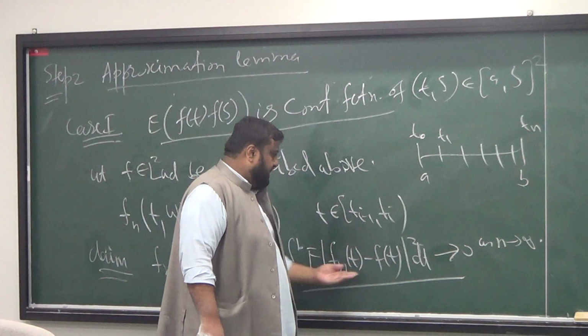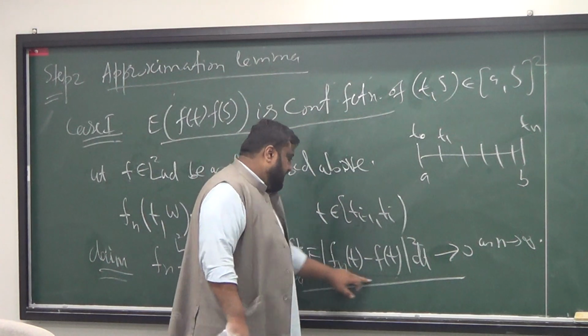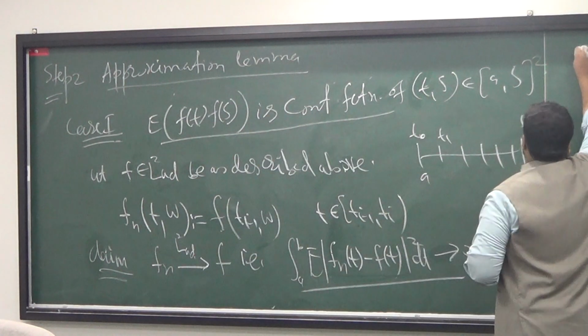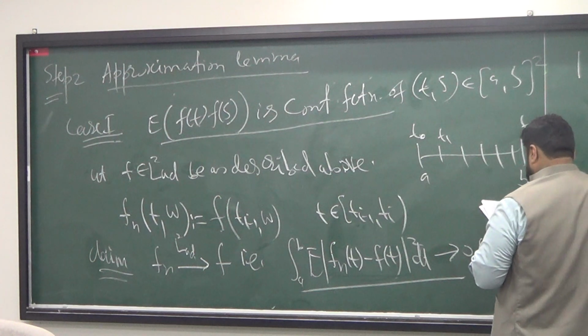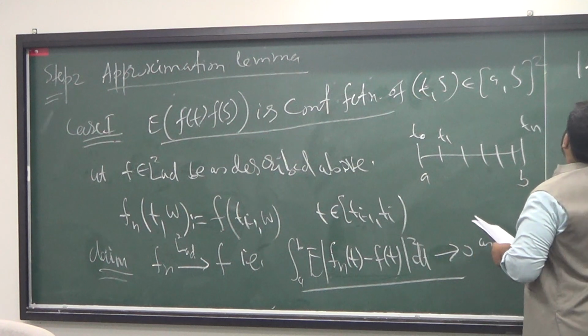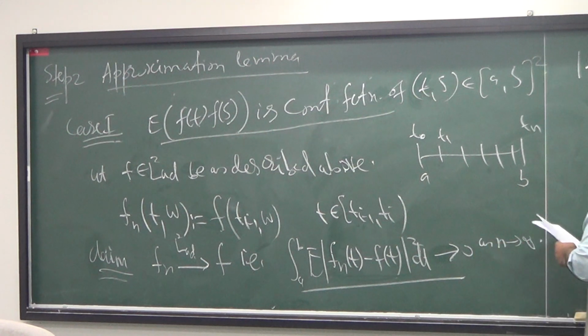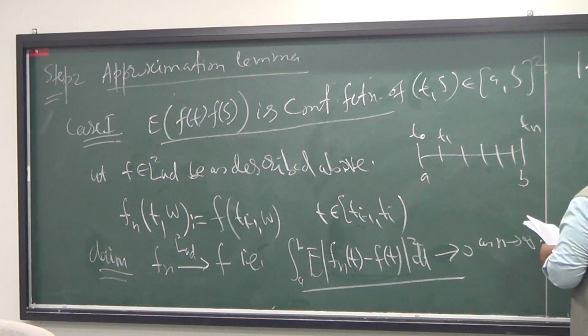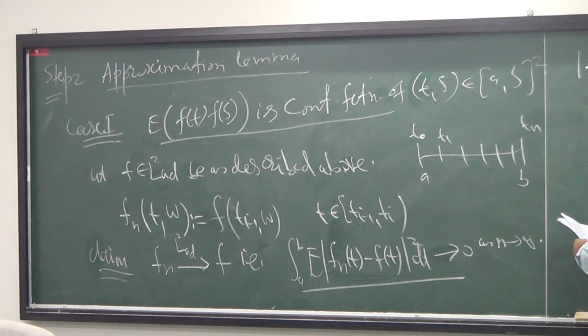So I would like to consider this integral. So let's think about this square first. So here's an interesting thing. Can I say that this Fn of t minus f of t square can be estimated by 2 times of Fn of t square plus f of t square, right? It's a pretty elementary inequality. (a plus b) square can be estimated by 2 times of a square plus b square. Okay?